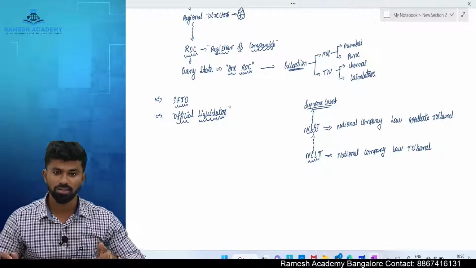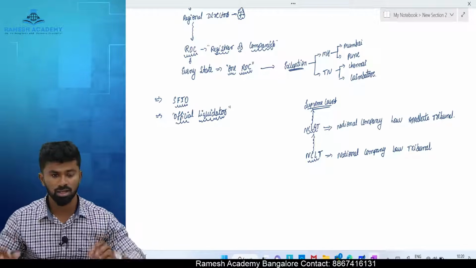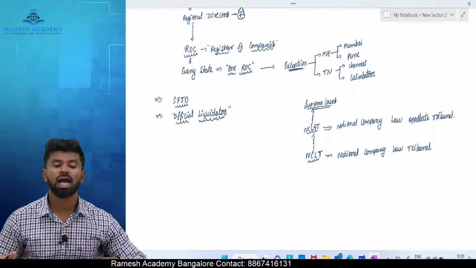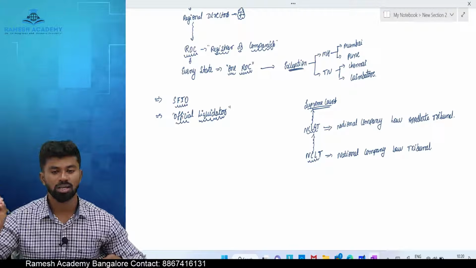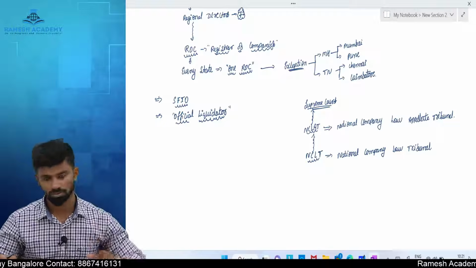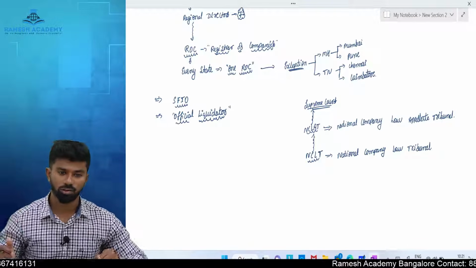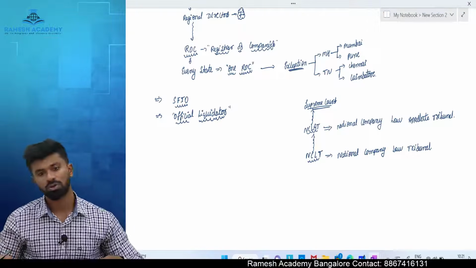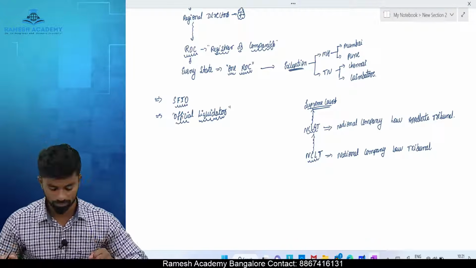In the same way, NCLT means only one for the entire nation, but the benches are there in multiple states where hearing happens. In Karnataka, we have the NCLT bench in Bangalore, on the 12th floor. The NCLT is in New Delhi, and against NCLT, where will you go? You will go to the Supreme Court. Supreme Court is the court of last appeal.